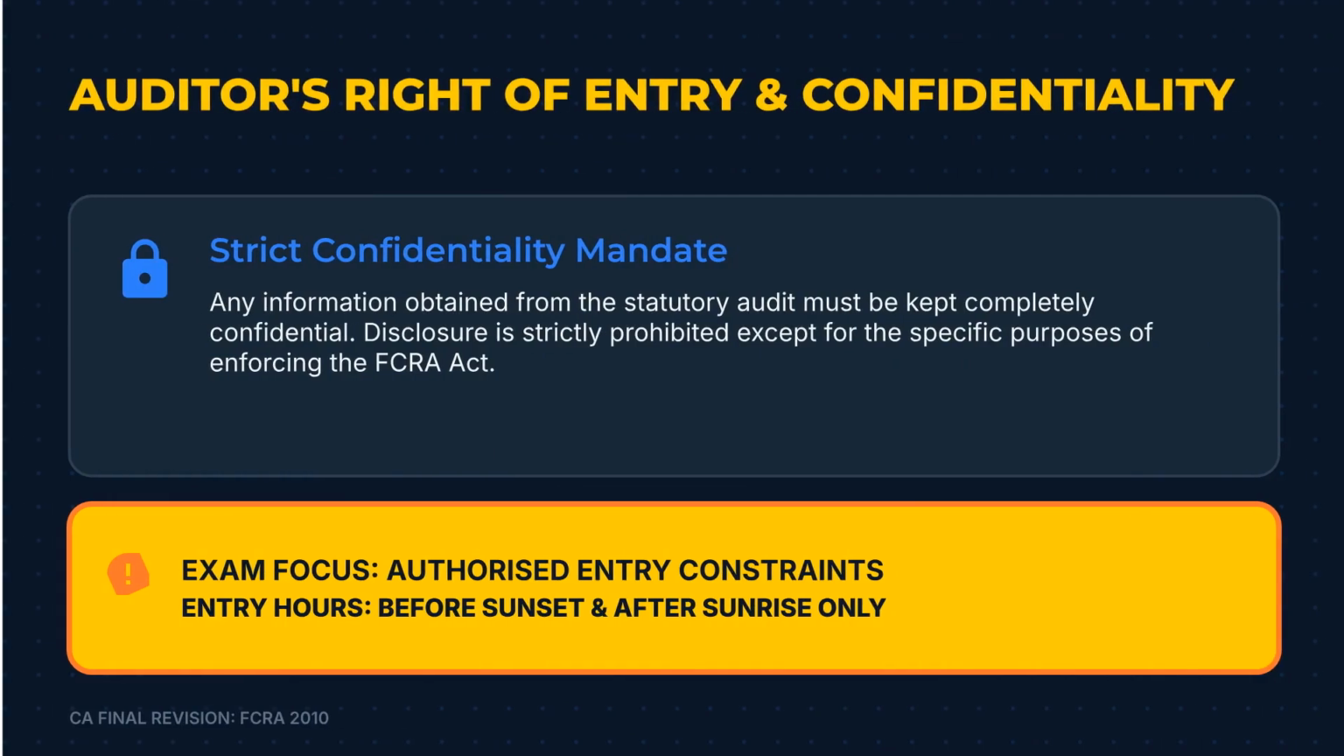Although auditors are given significant powers, these powers are subject to safeguards. Entry into premises must take place at a reasonable time and strictly after sunrise and before sunset. This restriction is frequently tested in examinations. Another important safeguard relates to confidentiality. Any information obtained during the audit must be treated as confidential and can be disclosed only for purposes connected with the enforcement of the FCRA. Thus, while the law enables effective regulatory oversight, it simultaneously protects sensitive information from unnecessary disclosure.